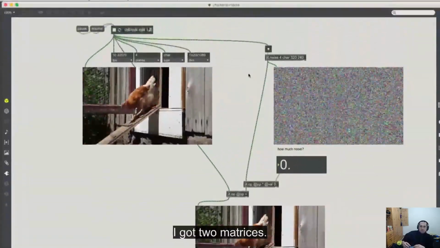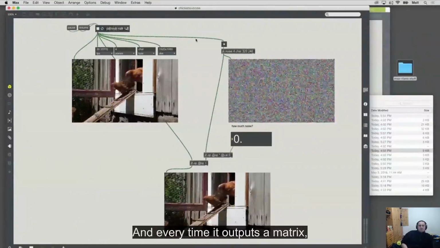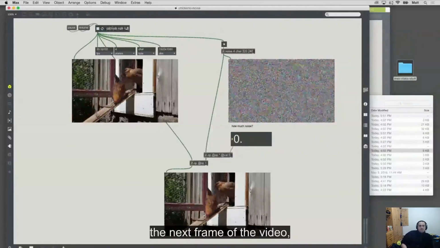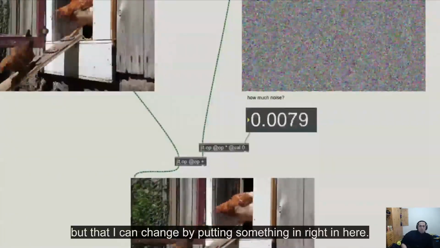And how's that working? I got 2 matrices. I got the one that's coming out of this playlist object, which is looping. And every time it outputs a matrix, I'm putting in this button so that matrix for matrix, whenever the JIT playlist outputs the next frame of the video, I roll the dice again. I bang the JIT.noise, it gives me a new bunch of noise, and we're multiplying it using JIT.op by a value that defaults to 0, but that I can change by putting something in the right inlet here.